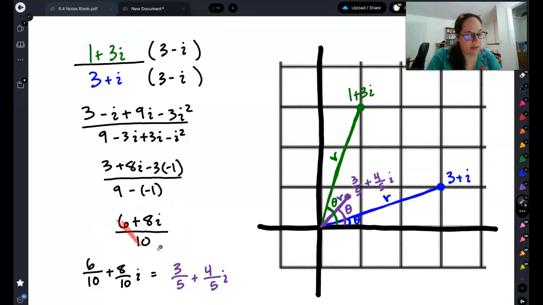I divide both pieces of the numerator by the denominator to get 6/10 plus 8/10 i, and simplify it to get 3/5 plus 4/5 i.